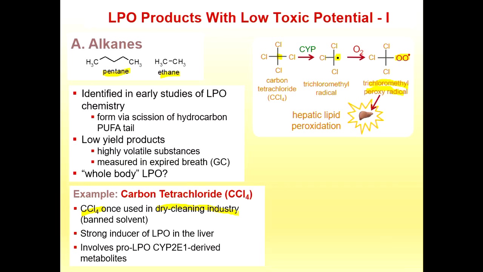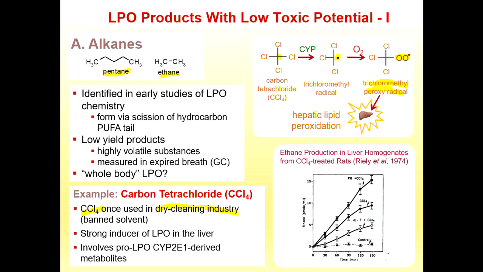Now, when people realised that this is such a strong inducer of lipid peroxidation, the discovery really goes back to the mid-70s, and you can see what people have done. They've made liver homogenates from control and carbon tetrachloride treated rats, and what they've shown is that in the control rats' livers, there's very little ethane release, ethane being that simple 2-carbon alkane produced from lipid peroxidation. And you can see that in the carbon tetrachloride animals, the liver homogenates were churning out the ethane.